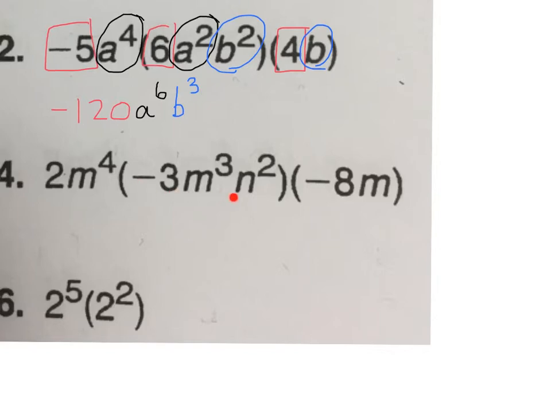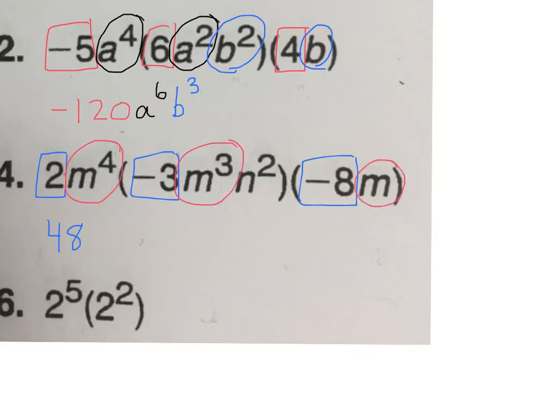Is this whole thing inside this parentheses being raised to an exponent? Is this one? No. So let's multiply the coefficients. What do you get when you multiply those three coefficients? Positive 48. And then we've got m to the 4th times m cubed times m. What is that? M to the 8th power. You just add up all their exponents. 4 plus 3 plus 1 is 8.